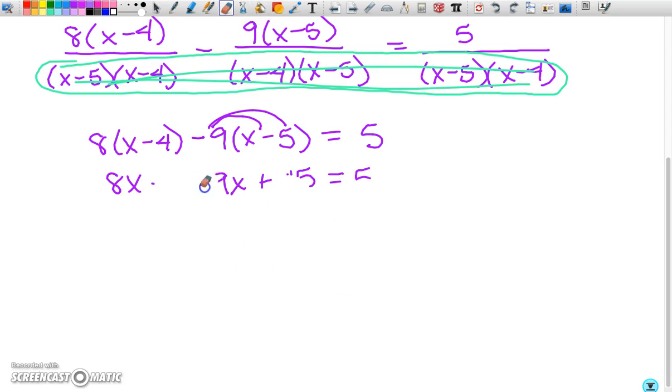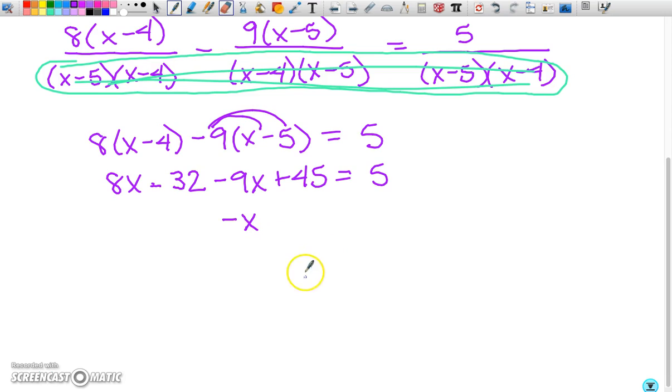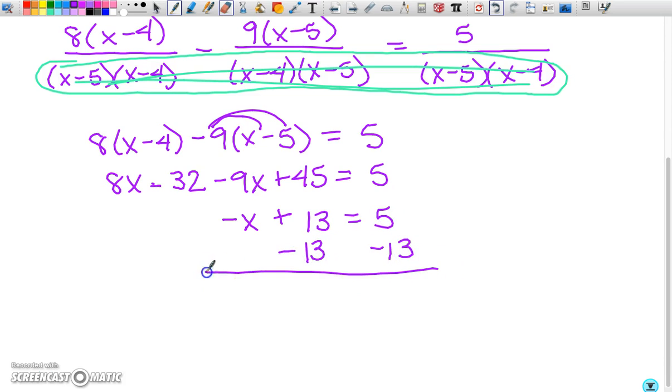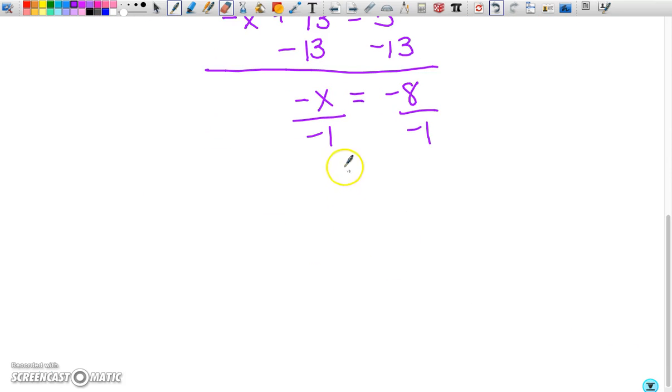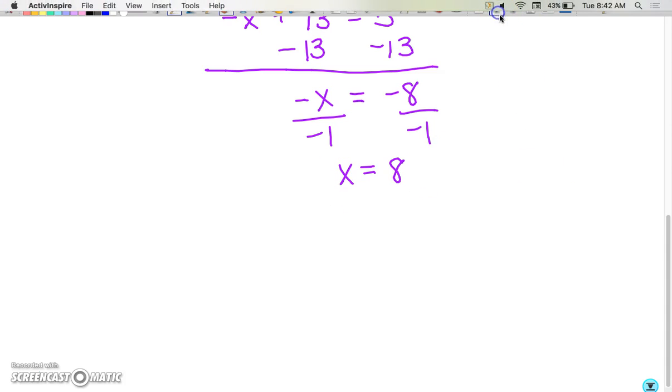Gotta fix it. Rewind. This is what happens when you just get cruising. 32, there we go, minus 9x plus 45 equals 5. Combine your like terms, so negative x, and then we get plus 13 equals 5. Subtract 13 from both sides of the equation to get negative x equals negative 8. Divide by a negative 1 because you want to solve for a positive x value, and you get x equals 8. All right, actually I should not box that in. I should be careful with that.